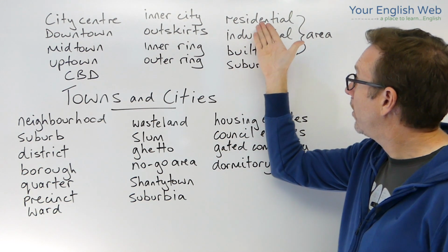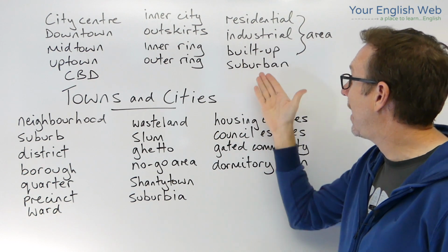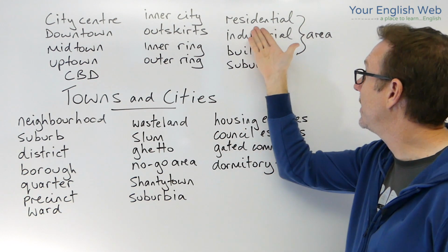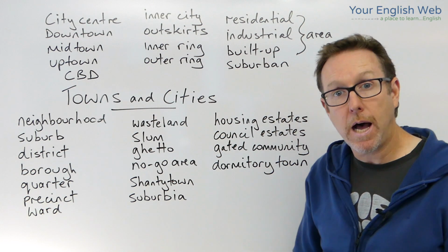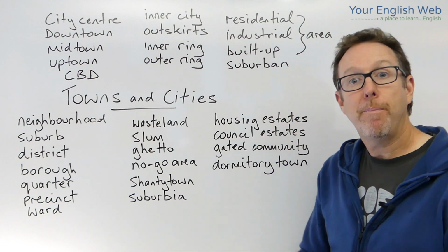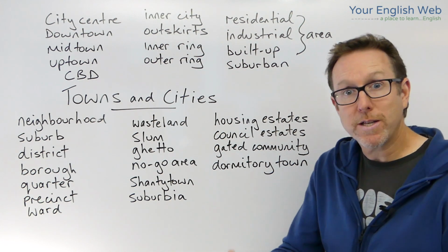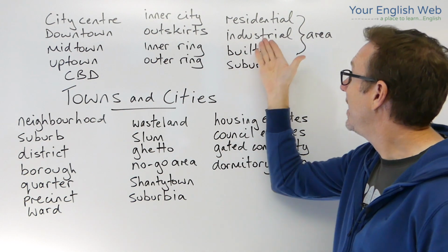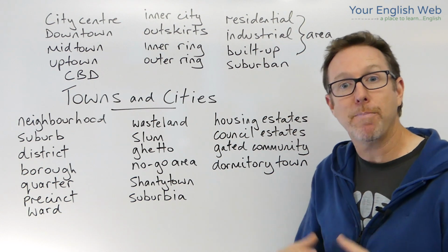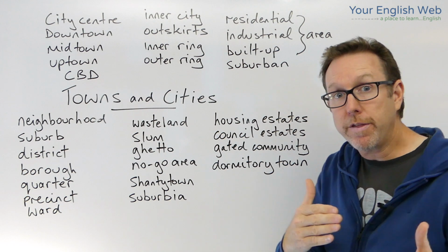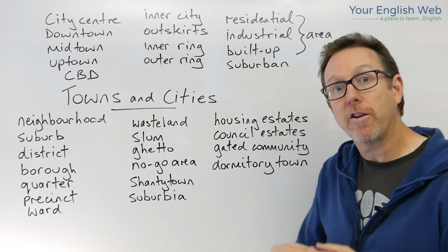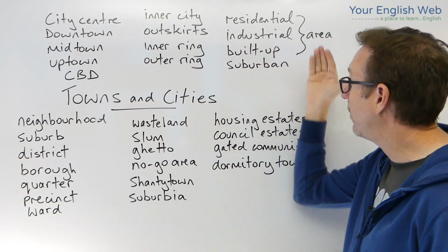Now, we also talk about residential, industrial, built up and suburban areas when we talk about cities. So, for example, residential areas, obviously where people reside, where people live: houses, flats, apartment blocks, smaller shops, restaurants. Industrial areas are where there are factories, where people are producing things, making things. A lot of activity with trucks and lorries coming in and out. People are doing a lot of business activity in the industrial areas.